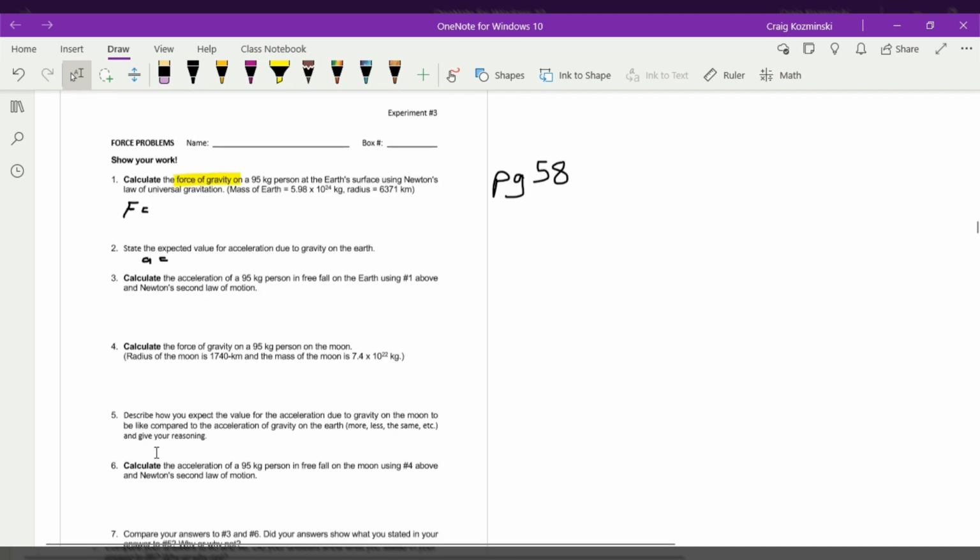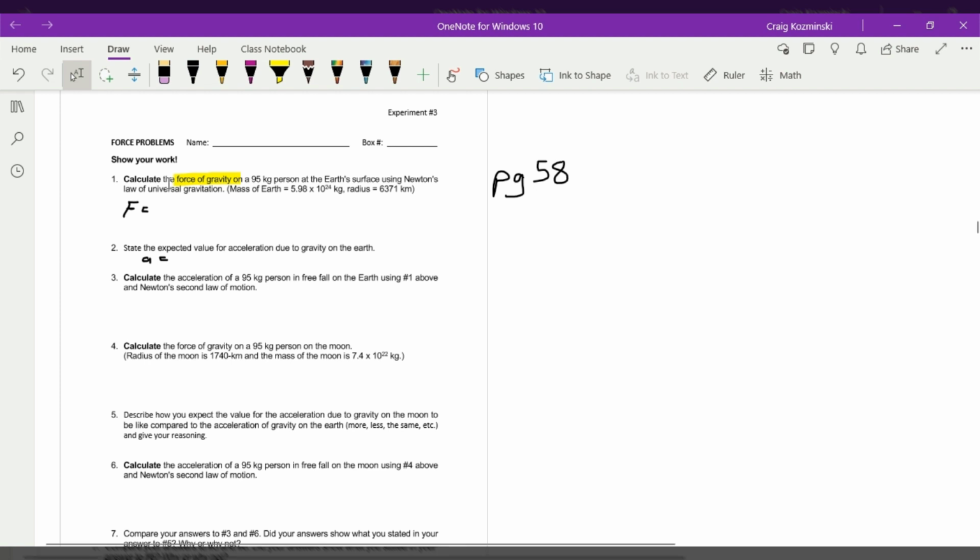Now, finally, the force problems will be part of the pieces of information that you turn in tomorrow before you leave lab. In these questions, you'll be asked to conduct a series of calculations. And so for part 1, it says calculate the force of gravity on a person whose mass is 95 kilograms at the Earth's surface using Newton's law of universal gravitation. And you can find this equation, equation 5.6, on page 58 of your lecture manual.